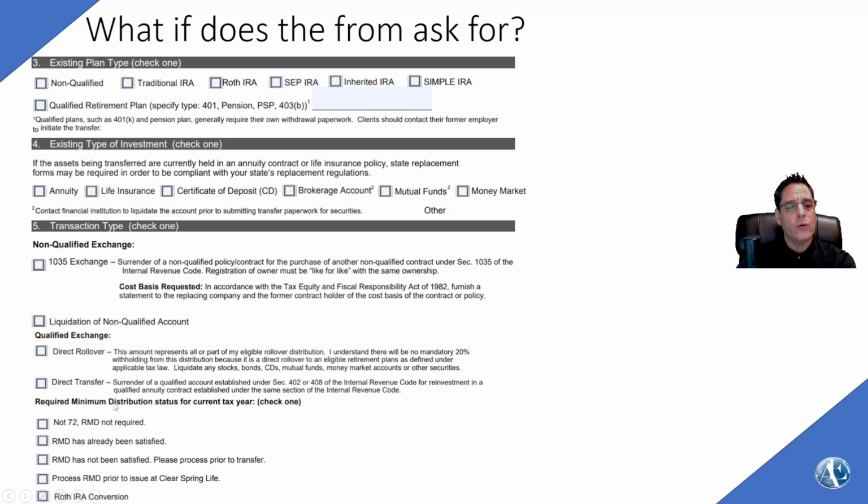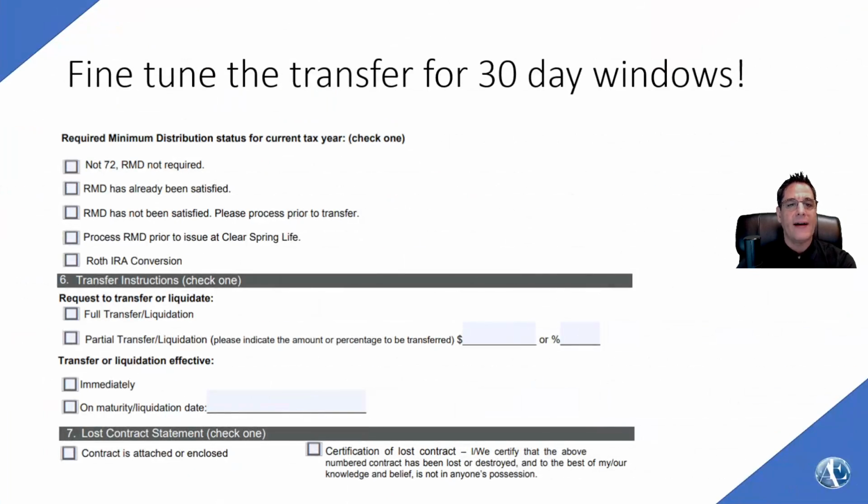And it's pretty cool. If you have qualified money, you're over 72 and a half, you can tell them how you want the RMD set out if you've already done it, or if you want it processed via the transfer. Not all companies are that way. Usually we do the RMDs prior to the transfer, but it is available. So fine tuning the transfer, especially if you're in a 30-day window. So we have all these different full transfer, liquidation or partial.